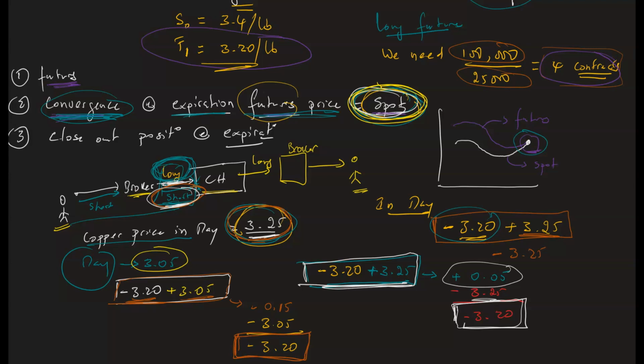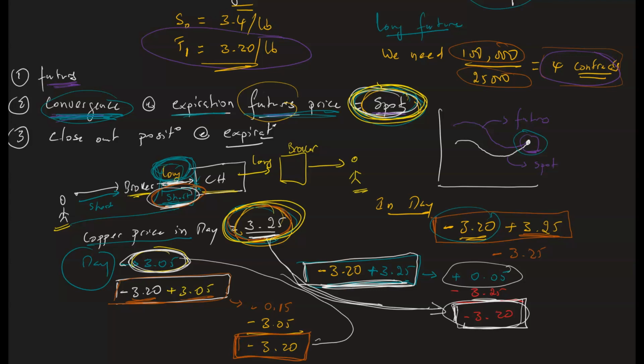What do we learn here? The price of copper increased to $3.25. And with the $3.25, because I placed a hedge, my ultimate price was $3.20. And on the other scenario, the price of copper reduced, but because I placed a hedge, my ultimate price is also $3.20. That is what hedging does. Hedging makes sure that we lock in a price.